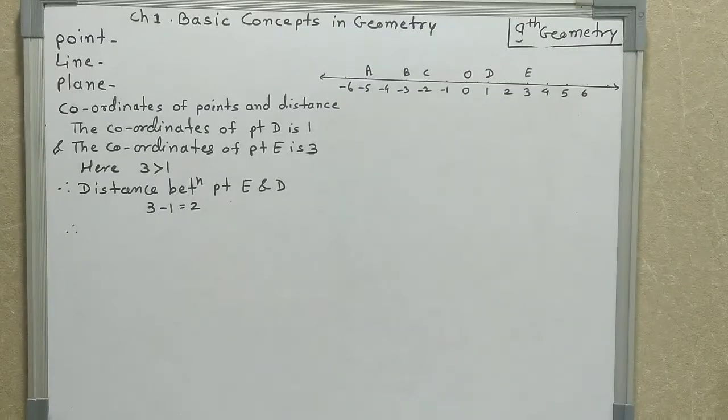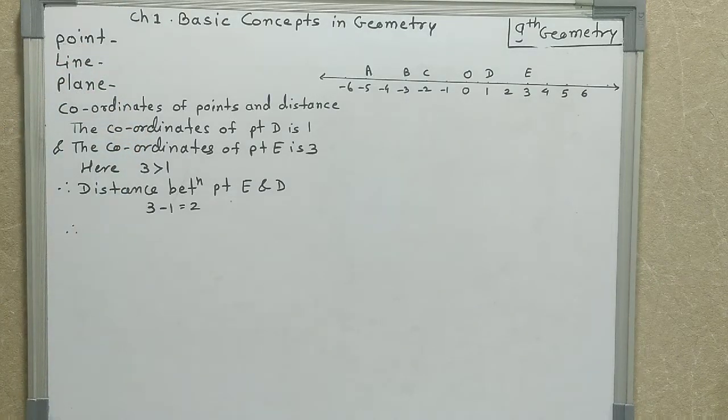Geometry is derived from a Greek word: geo means earth and metria means measuring. So it is used for measuring the earth, that is land. Students, now we will start the first chapter of 9th geometry, the basic concepts in geometry. So what are the basic concepts in geometry? They are the point, line and plane.